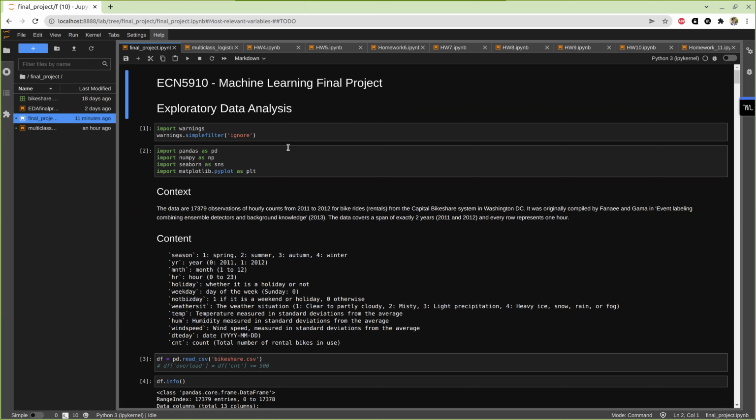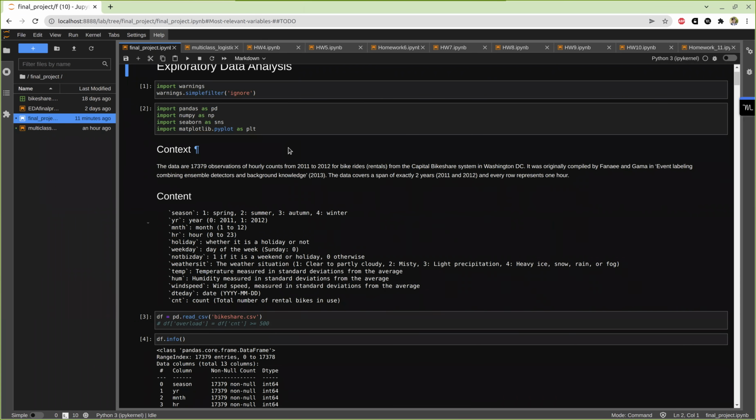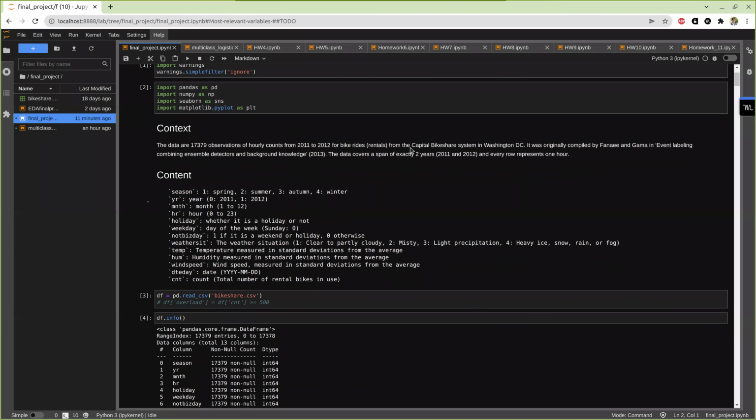All right, so for our exploratory data analysis, we needed to come up with some questions, and so we went back to the beginning just to get some context on this data. It comes from Washington, D.C., across the years 2011 and 2012, and it spans every hour for almost exactly 2 years. Every row in the data is 1 hour.